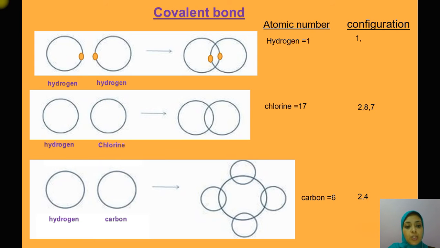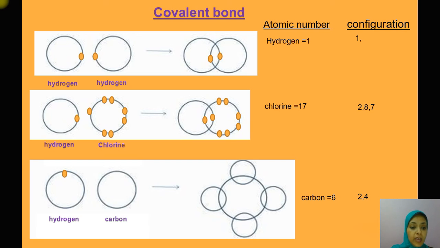Second, we have the hydrogen and chlorine. The hydrogen has one electron in the outer energy level, and the chlorine has 7 electrons in the outer. They combine together by the covalent bond to form hydrogen chloride in this form.